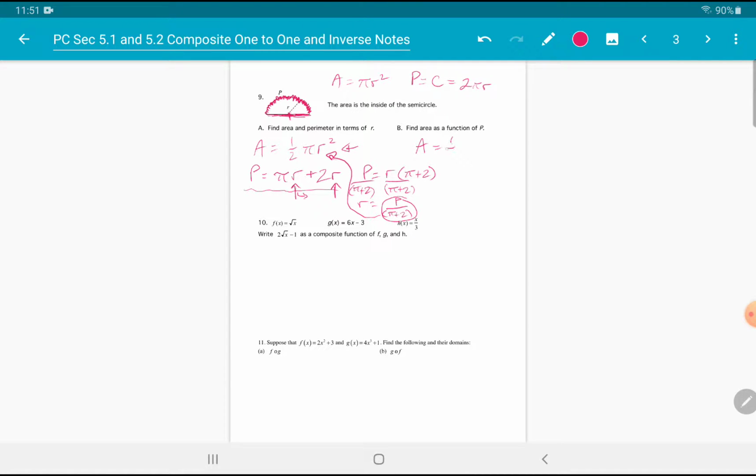So area is equal to half times pi times p over pi plus 2, like that. Okay. Oh, whoops, and it's r squared, sorry. So I need a squared. Okay. So you can leave your answer like that, or you can even simplify it just a little bit further. You can say that this is the same as pi p squared over 2 times pi plus 2 squared. You can do that too. Either form works. All right.